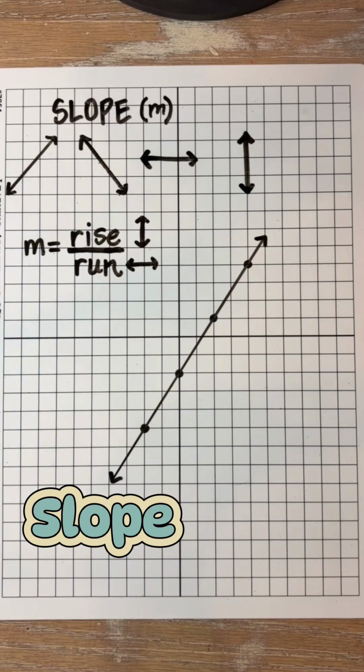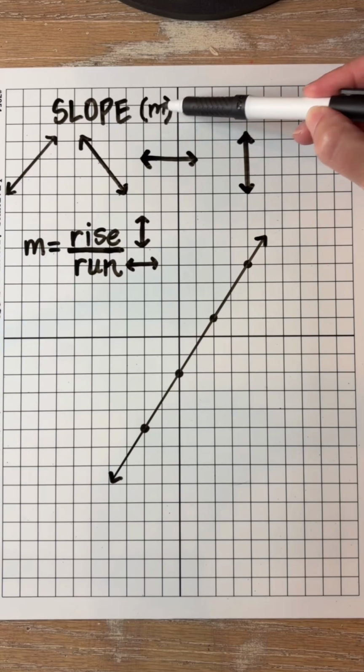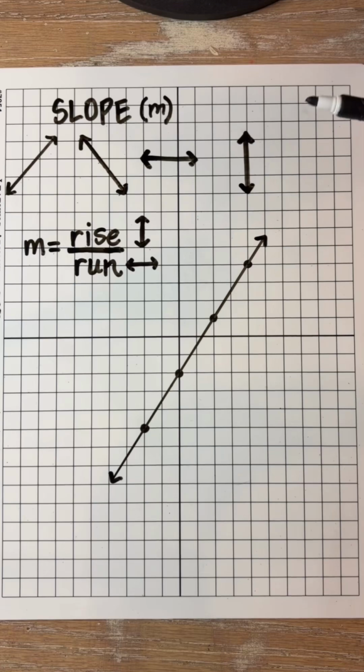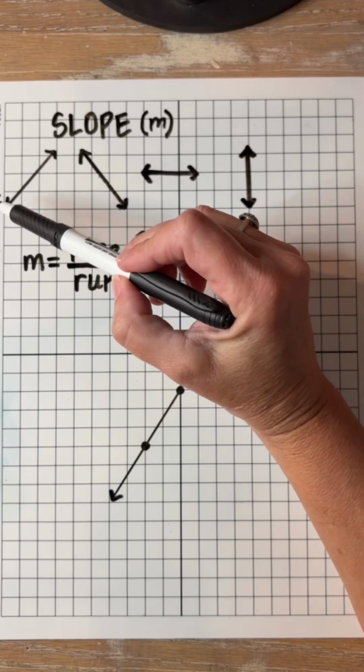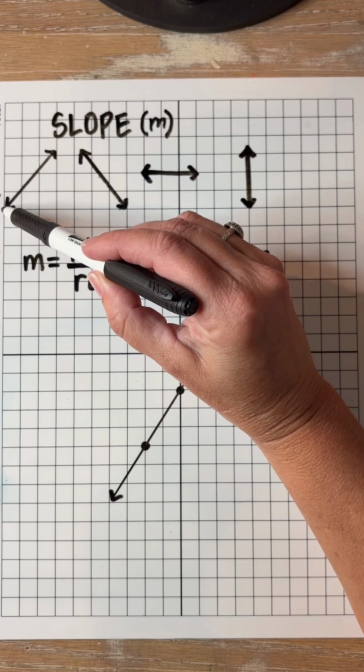In this video, I'm going to talk a little bit about slope. Slope is represented by the lowercase letter m. And the slope of a line can be positive, it can be negative, it can be zero, or it can be undefined. So a line with a positive slope is going to be rising from left to right.